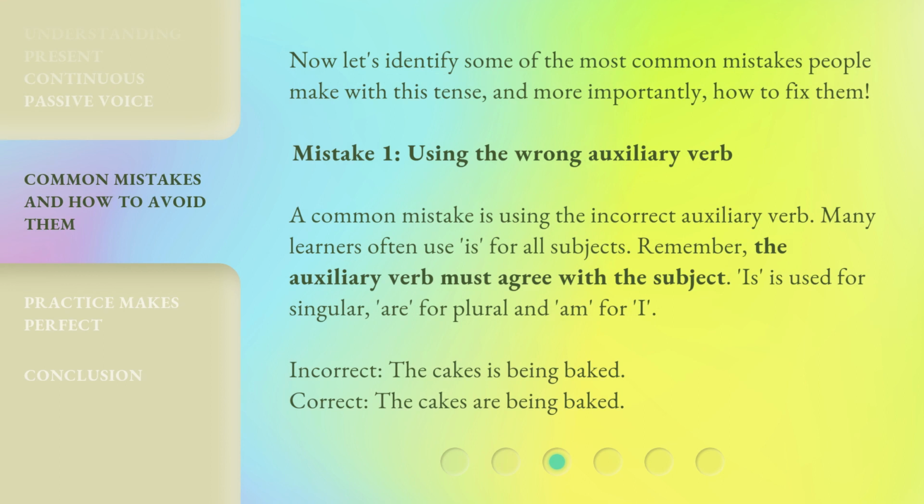Now let's identify some of the most common mistakes people make with this tense, and more importantly, how to fix them. Mistake 1. Using the wrong auxiliary verb. A common mistake is using the incorrect auxiliary verb. Many learners often use is for all subjects. Remember, the auxiliary verb must agree with the subject. Is used for singular, are for plural, and am for I. Incorrect. The cakes is being baked. Correct. The cakes are being baked.